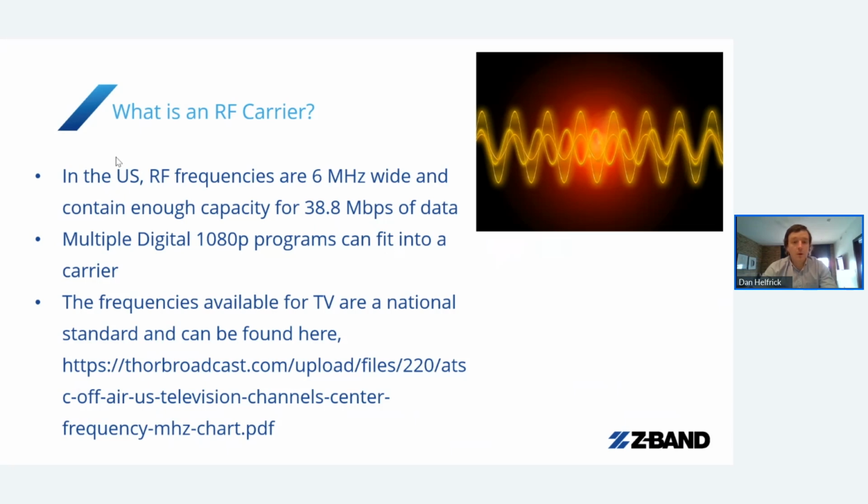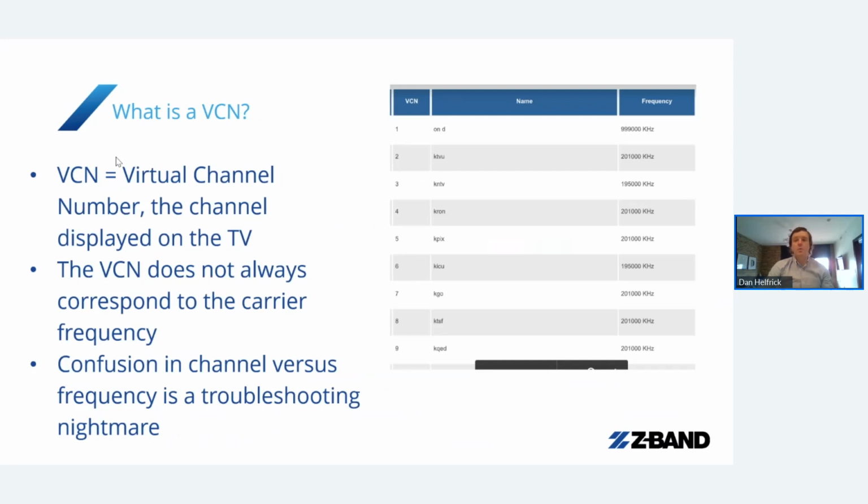Where we're at now is you can fit multiple 1080 programs, or one big 4K program, into that 6 megahertz wide carrier, which is how you get 2.1, 2.2, 2.3, 3.1, 3.2, et cetera, when you're doing program tuning. And the reason that matters is because that's not always how that information gets represented when you're looking at it on a TV screen, right?